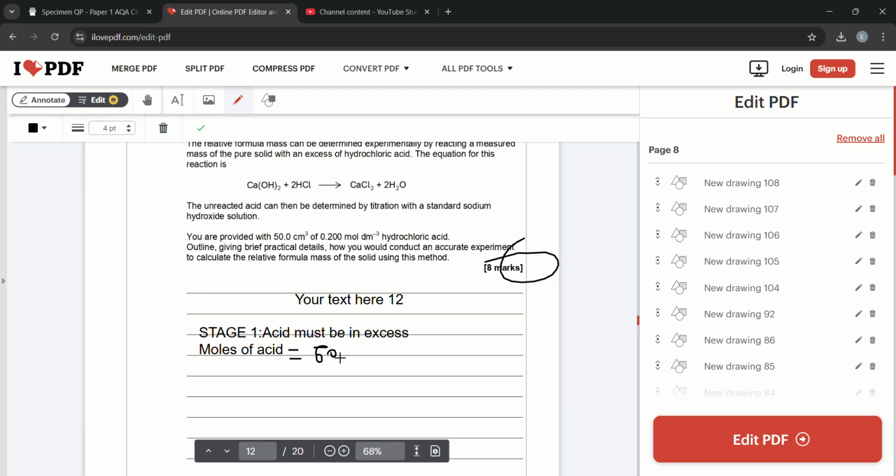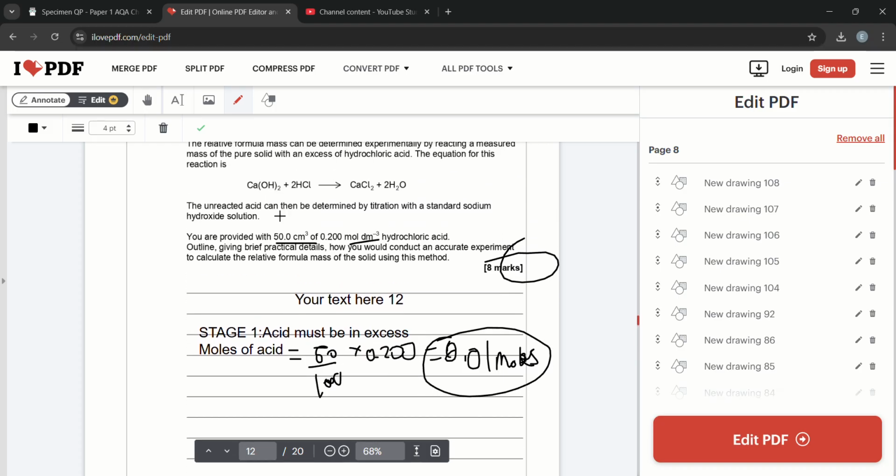50 divided by 1000 times 0.200 gives 0.01 moles. Using the equation moles equals concentration times volume, and dividing cm³ by 1000 because we want dm³. So 0.01 moles.